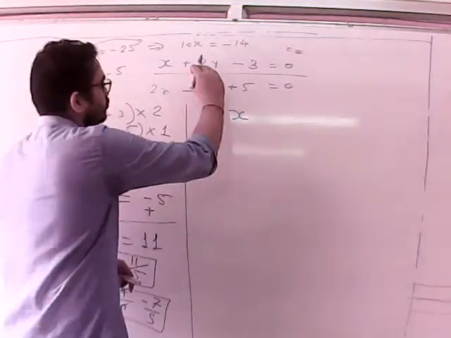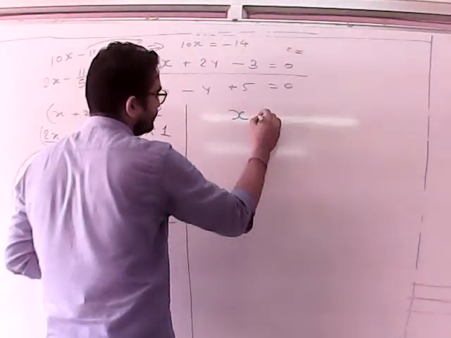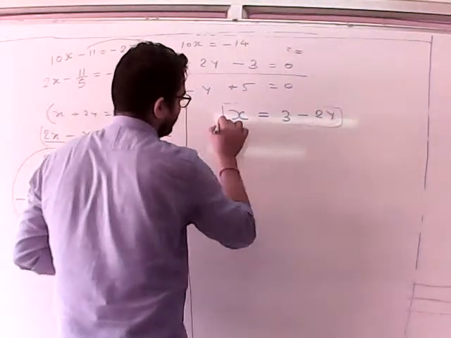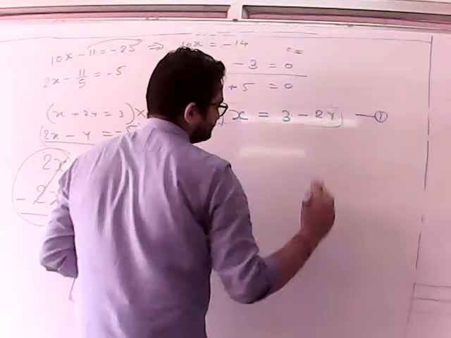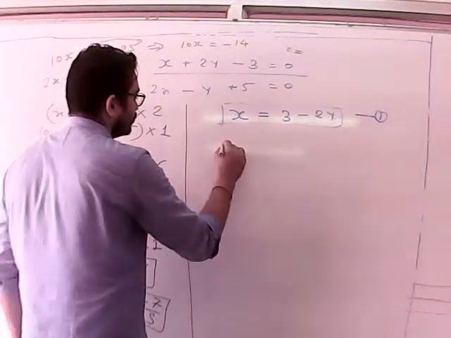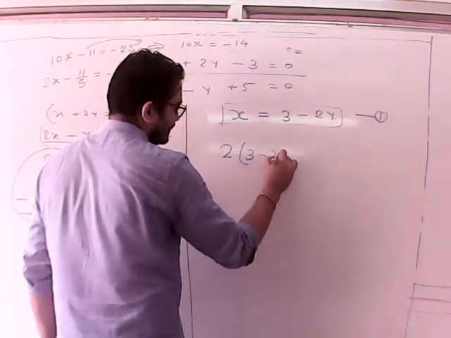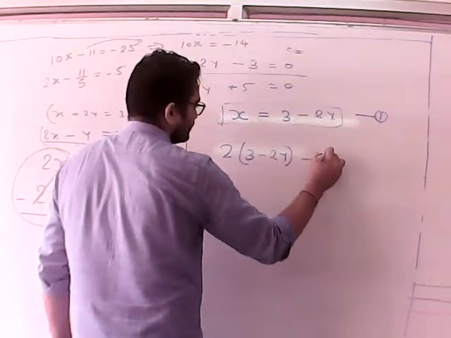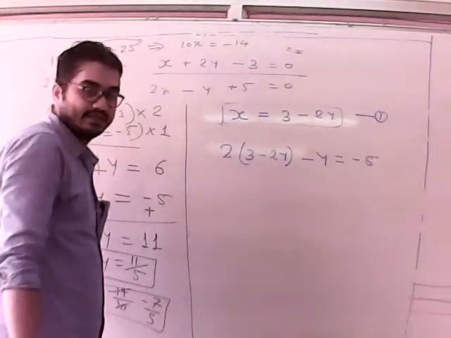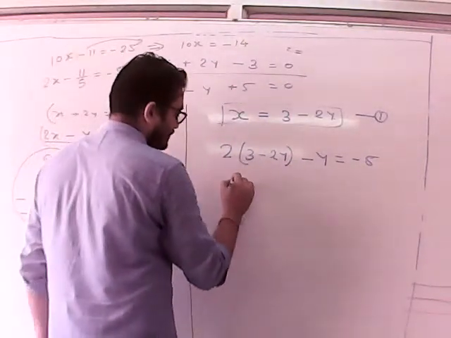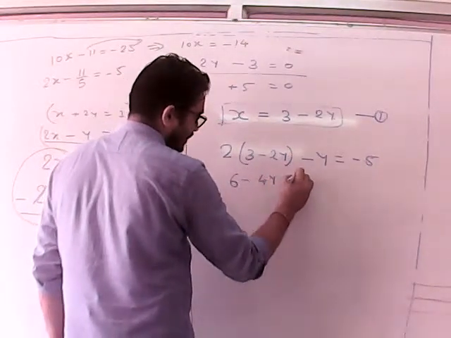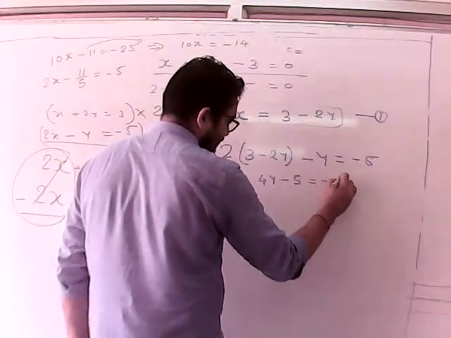तो x is equal to 2y cos साइड 3 cos साइड ले जाओ तो क्या आ जाएगा, 3 minus 2y. ये हमें इक्वेशन मिला. मान लो ये हमारा इक्वेशन है 1. ठीक है, अब 1 को हम सेकंड इक्वेशन में यूज करते हैं. तो 2 into 3 minus 2y minus 1 is equal to minus 5. ठीक है, अब इसको सॉल्व करो तो क्या आ जाएगा, 6 minus 4y minus 1 is equal to minus 5.